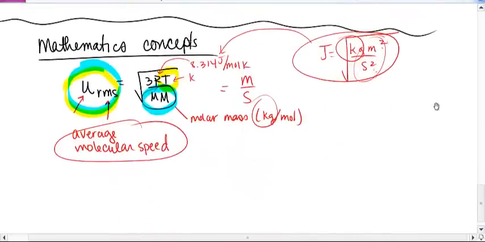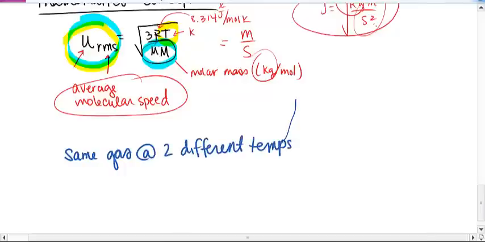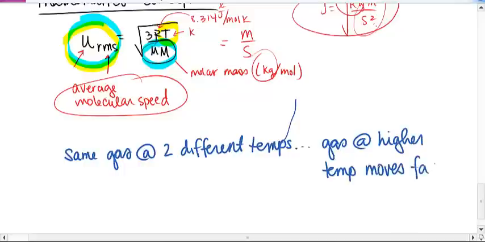Am I concerned that you can plug numbers in? I am not. Am I concerned with the concept? Yes, I am. Here are some other things that could correlate as a result of knowing that. If I took the same gas at two different temperatures, then the gas at the higher temperature generally moves faster on average. That's just saying in words what we saw in the graph, what we see in that equation.